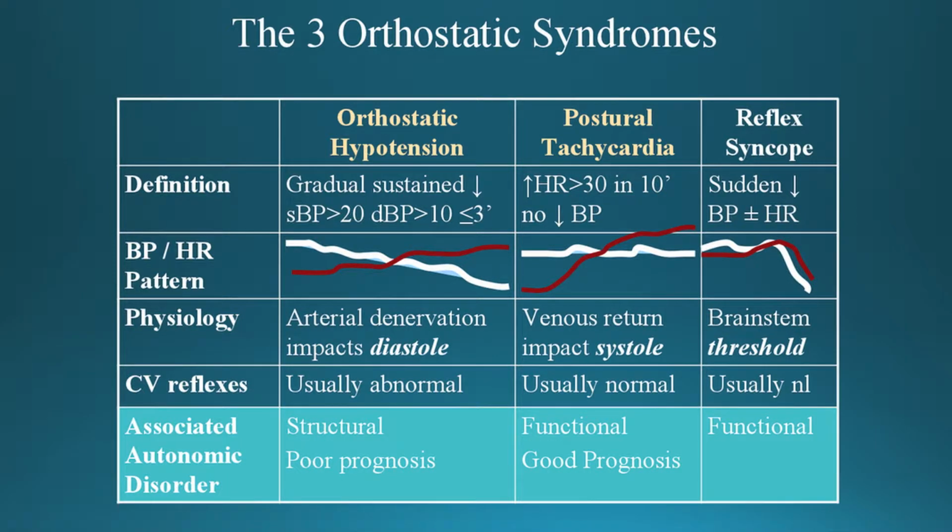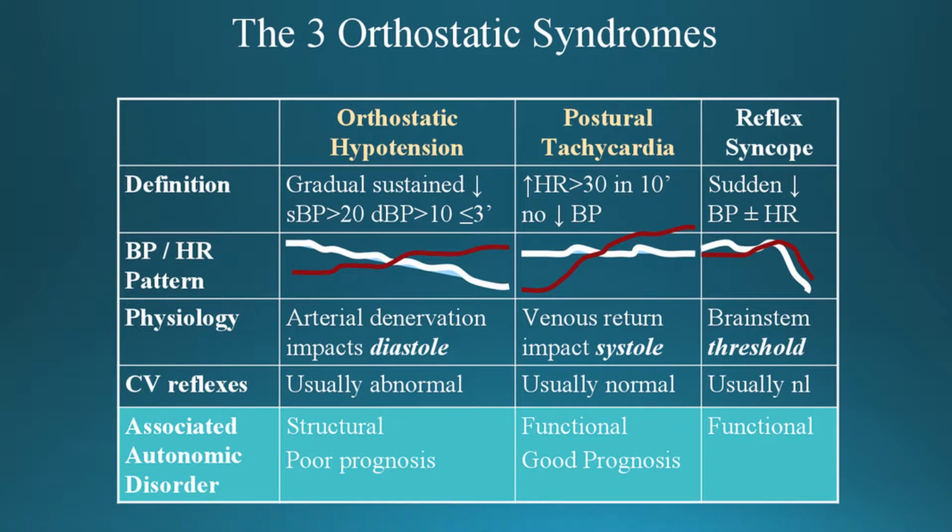Postural tachycardia syndrome is defined as an increase in heart rate of 30 beats per minute in the first 10 minutes of standing or a tilt. By definition, there can't be any drop in blood pressure, otherwise it would be orthostatic hypotension with a compensatory tachycardia. The physiology relates to central venous volume or venous return.